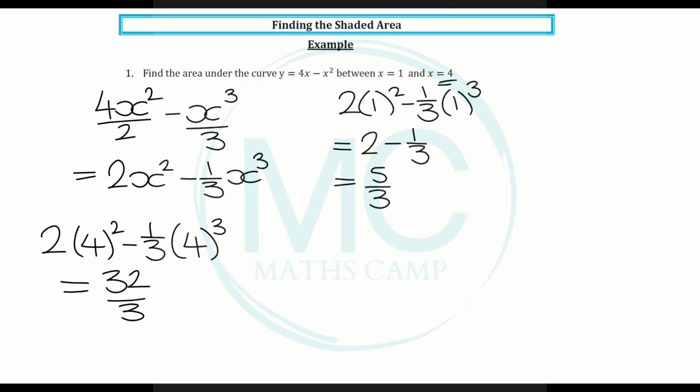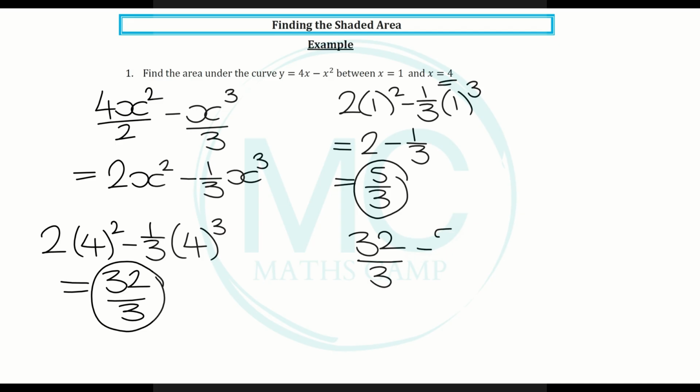To find the area, we now take the value of the highest x term, which in this case is 4. Our value is 32 over 3, and we subtract the lower value. So I now have 32 over 3 minus 5 over 3. 32 minus 5 gives me 27. 27 over 3 gives me an answer of 9 units. Let's do another example.